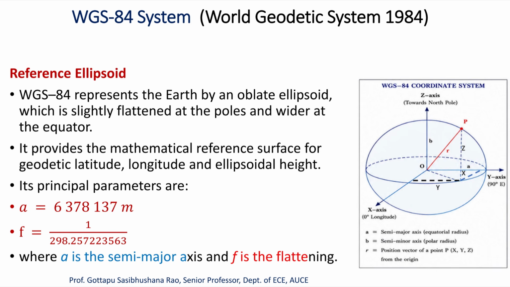Let's examine the reference ellipsoid. WGS-84 represents the Earth by an oblate ellipsoid, which is slightly flattened at the poles and wider at the equator. It provides the mathematical reference surface for geodetic latitude, longitude, and ellipsoidal height. Its principal parameters are a = 6,378,137 meters and flattening f = 1/298.257223563, where a is the semi-major axis.